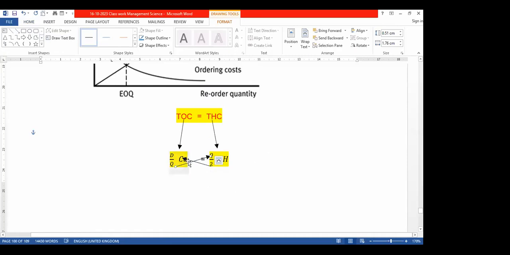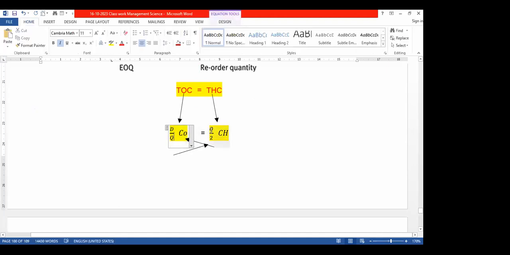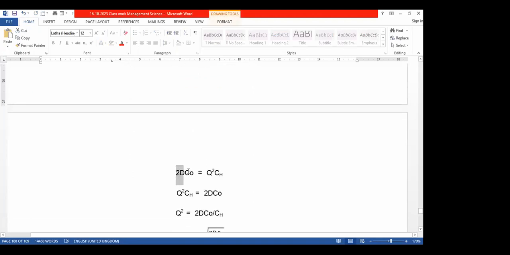So 2DCO, if you multiply by 2, this is 2DCO. Here, Q into Q, Q square CH. Okay, students, please understand cross multiplication is very simple. Just 2 multiplied by this one, Q multiplied by this portion, Q square CH. So if you cross multiply, you will get this form: 2DCO is equal to Q square CH.